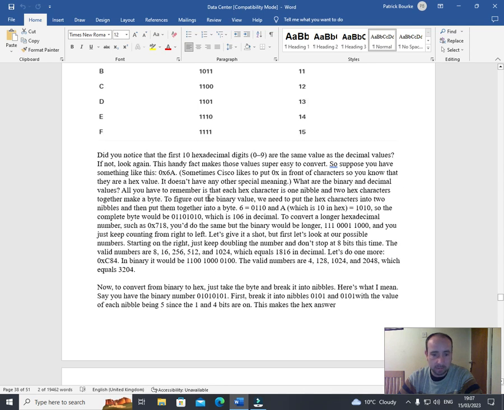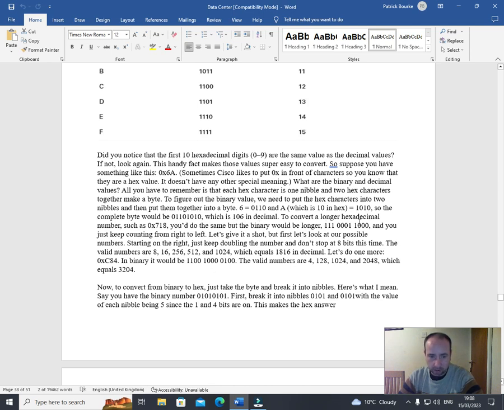All you have to remember is that each hex character is one nibble and 2 hex characters together make a byte. To figure out the binary value, we need to put the hex characters into 2 nibbles and then put them together into a byte. 6 equals 0110 and A, which is 10 in hex, equals 1010. So the complete byte would be 01101010, which is 106 in decimal.